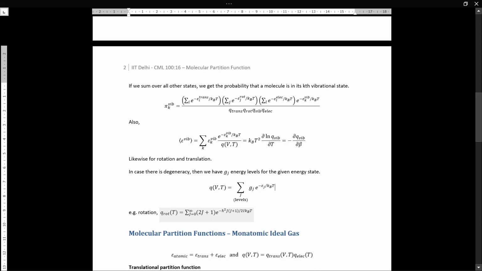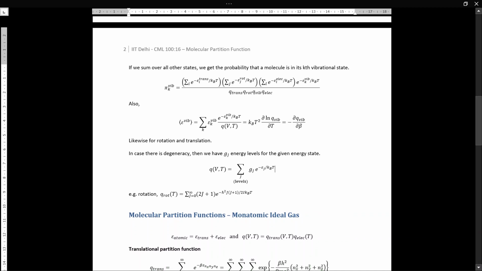For example, rotation: when you have a jth quantum number, it's 2j plus 1 fold degenerate. So you have the degeneracy 2j plus 1, and j goes from 0 to infinity, e to the power minus h cross squared j into j plus 1 by 2I. So that's the energy, Ej was nothing but h cross squared j into j plus 1 by 2I, the energy of the rotational state, divided by kT. Okay. So that's how we can introduce the concept of degeneracy. And this could be useful when you go to cases where you don't want to write things again and again.